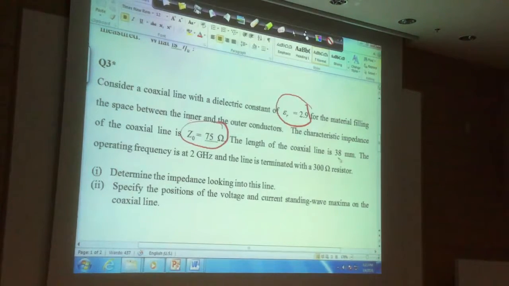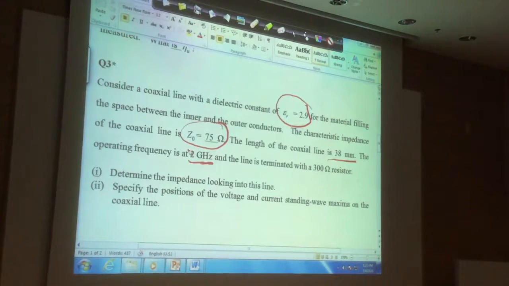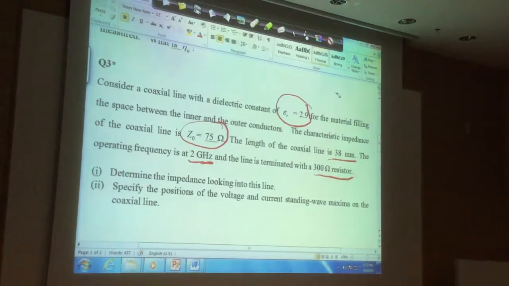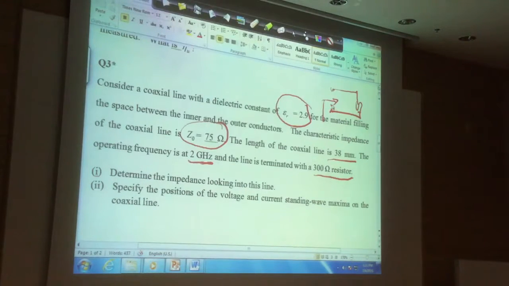The length is 38. This is the physical length, right? Then operating frequency is 2 gigahertz. The line is terminated with 300 ohm resistance. Determine the impedance looking into the line. I think this is very simple. This is a transmission line, right? It's very simple.